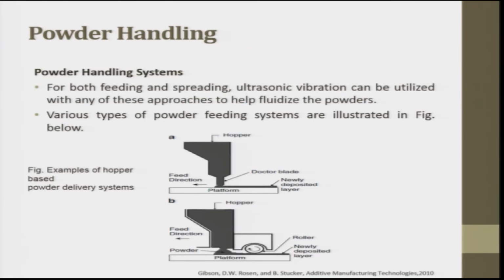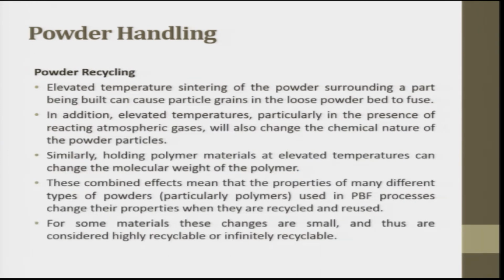So, with a hopper, you have a feed direction, this is a doctor's blade, and a newly deposited layer of uniform thickness comes. If you look at B, rather than a doctor's blade, you can also put a roller and make sure it is flat. So this is also there. Both try to give you a single layer of powder. The various types of powder feeding are illustrated here.